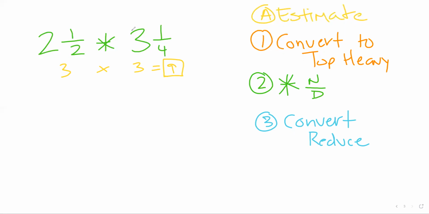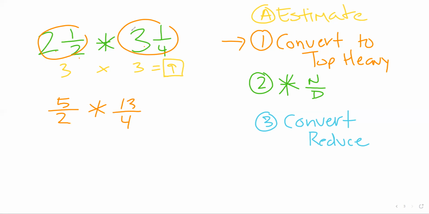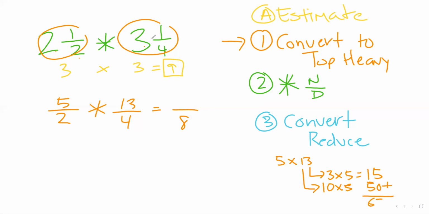Okay, now let's go ahead and convert both of these to top heavy. So 2 times 2 is 4 plus 1 is 5. So this is 5/2 times 4 times 3 is 12 plus 1 is 13/4. All right, so now they're both fractions. So all I got to do is say 2 times 4, which is 8, and then 5 times 13. Do that math over here. So 5 times 13, that would be the same thing as 3 times 5 plus 10 times 5. So 3 times 5 is 15, 10 times 5 is 50. So it gets me 65.